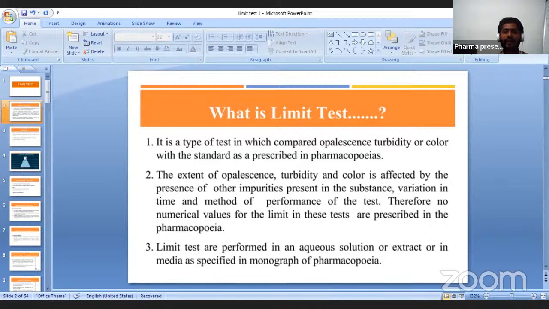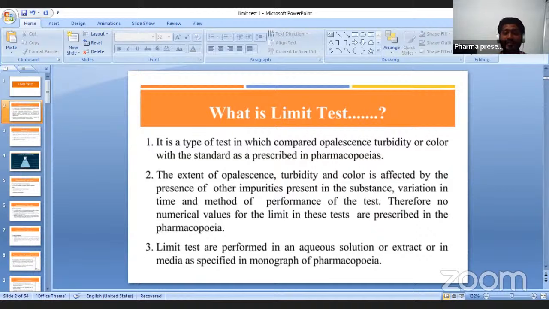So here you can see, if the opalescence of the standard is more turbid than the test, then the limit test passes. And if the standard is less turbid than the test, then it is going to fail the test. So here, what is the role of various reagents? Dilute HCl, why has it been added?